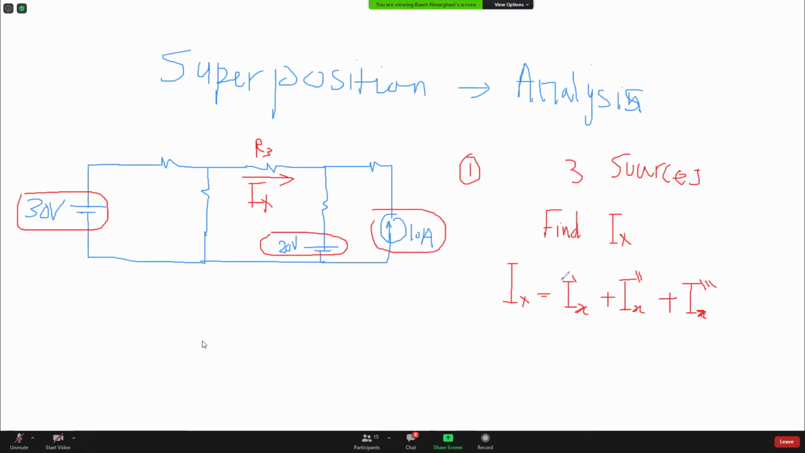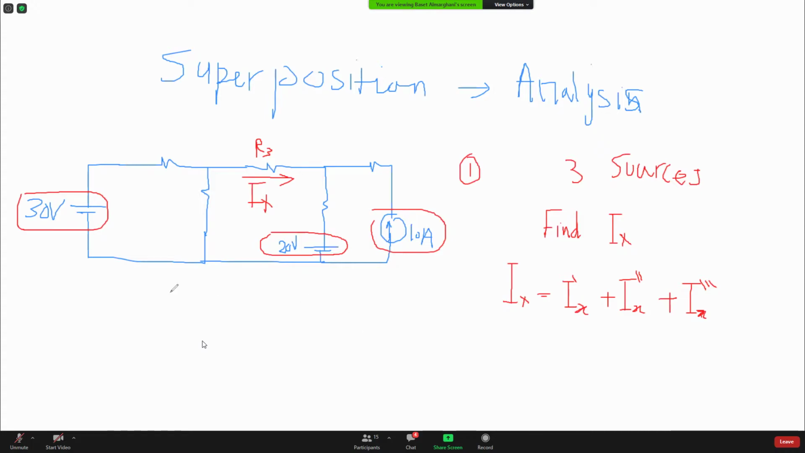So this current comes from the first source, this is the current coming from the second source, and this is the third current coming from the third source. This is what the superposition says. If you have multiple sources, we can take one source at a time, and at the end we can add their effect.